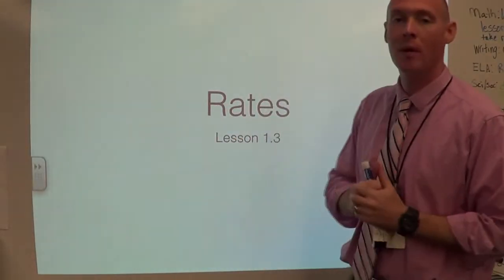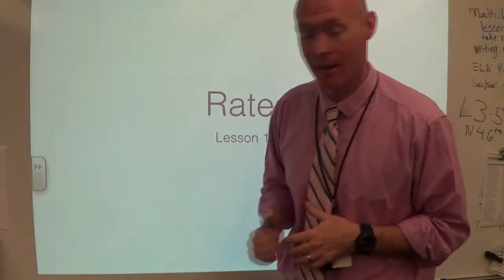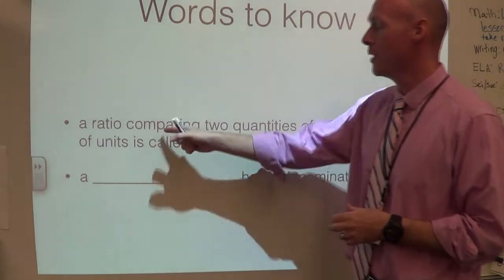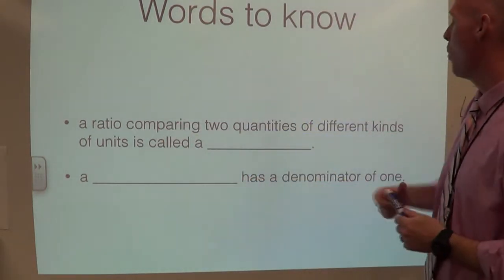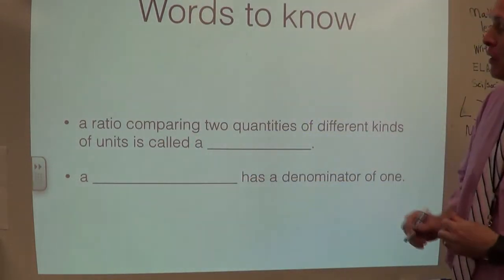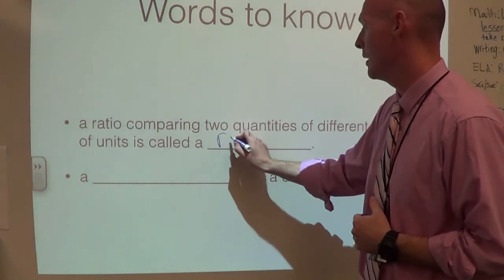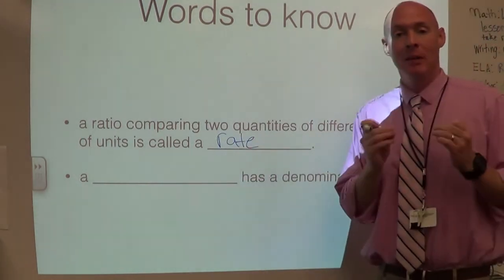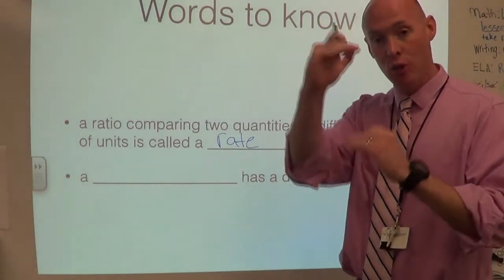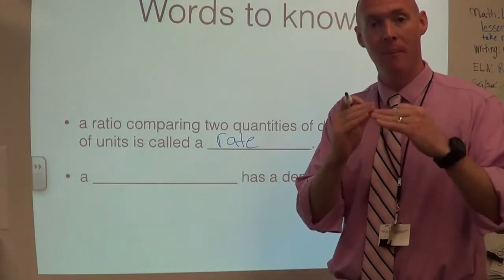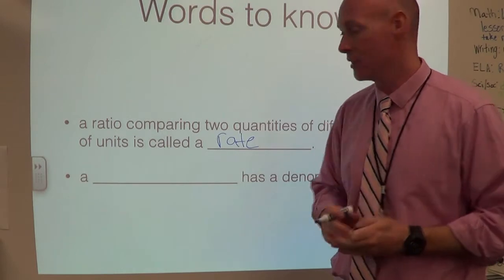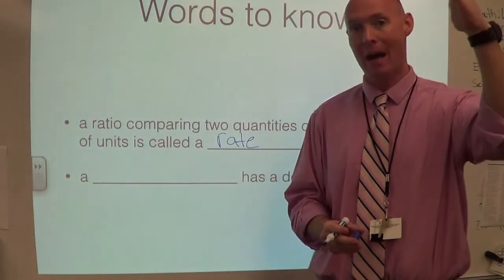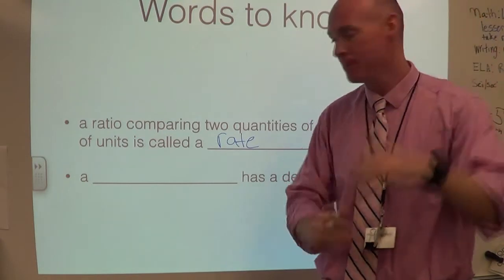This is lesson 1.3 and we're going to talk about rates today. But first, a couple words we have to know. A ratio comparing quantities of two different units is called a rate. Typically, a rate is two different quantities of two different units. For example, miles per hour. That compares miles and hours.